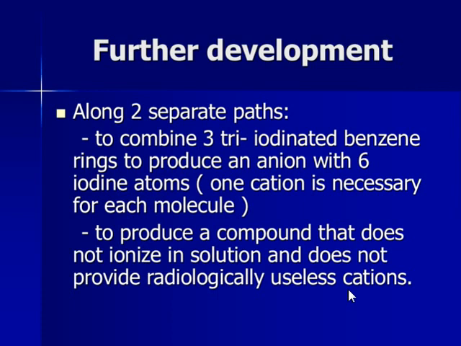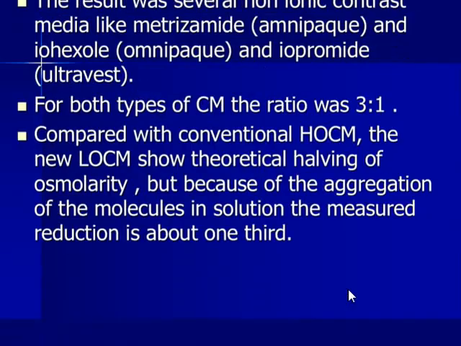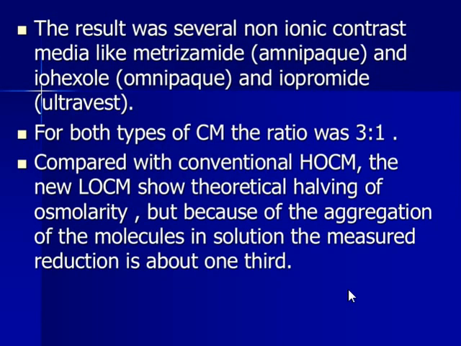First is to combine 3 triiodinated benzene rings to produce an anion with 6 iodine atoms. One cation is necessary for each molecule, so we have 6 iodine atoms for 2 particles. The second path is to produce a compound that does not ionize in solution and does not provide radiologically useless cations. We don't like the cations because they add nothing to the image, but they increase the osmolarity and might cause side effects. The result of these 2 pathways were several non-ionic contrast media like iohexol, which is Omnipaque, and iopromide, that's Ultravist. For both types of contrast media, the ratio was 3 to 1.